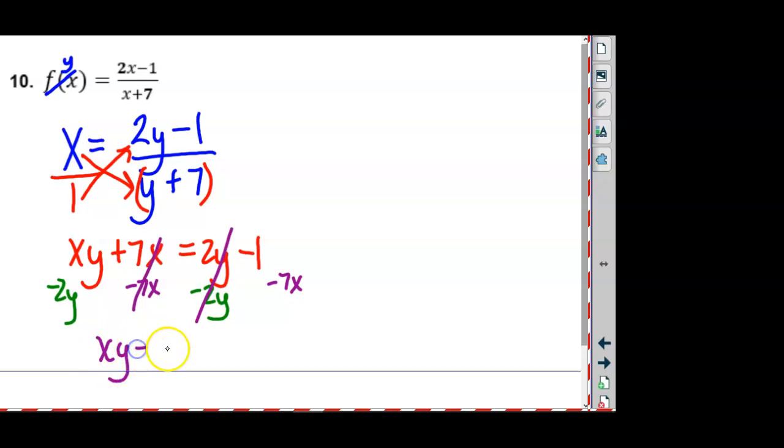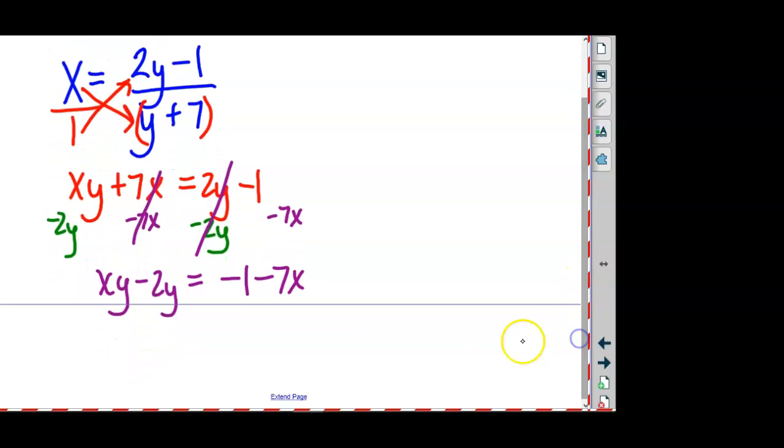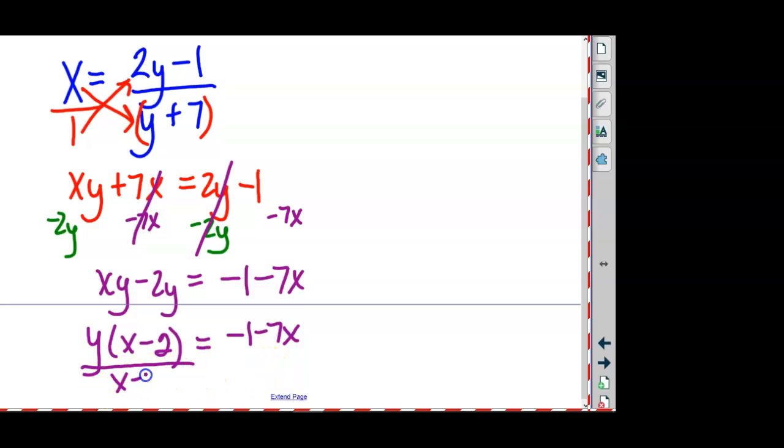In any order, you could write it negative 2y if you wanted, plus xy. And over here, these are both negative, so no matter what order I write it in. Then the factoring step. What happens when I factor out a y over here? X minus 2. And finally, I'm going to divide out that x minus 2.